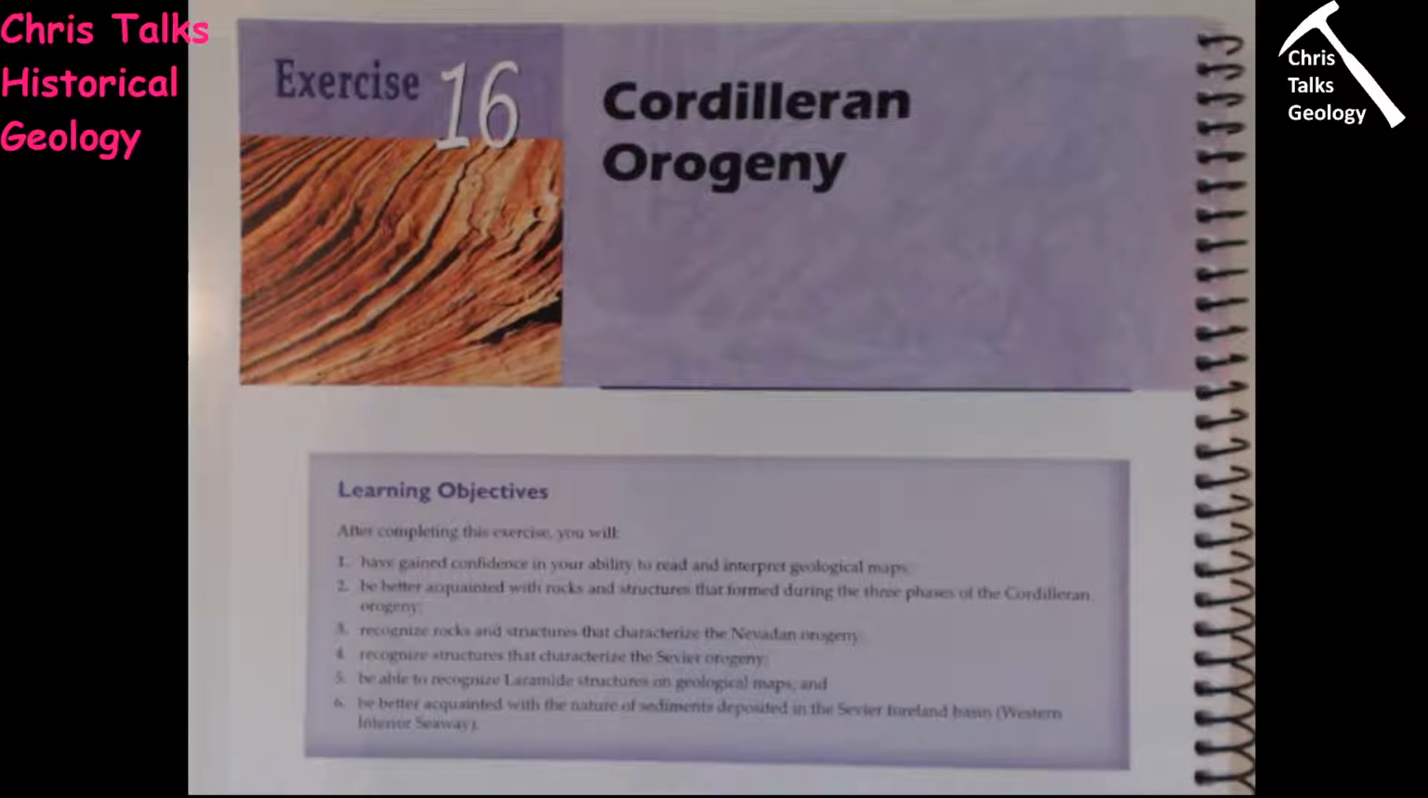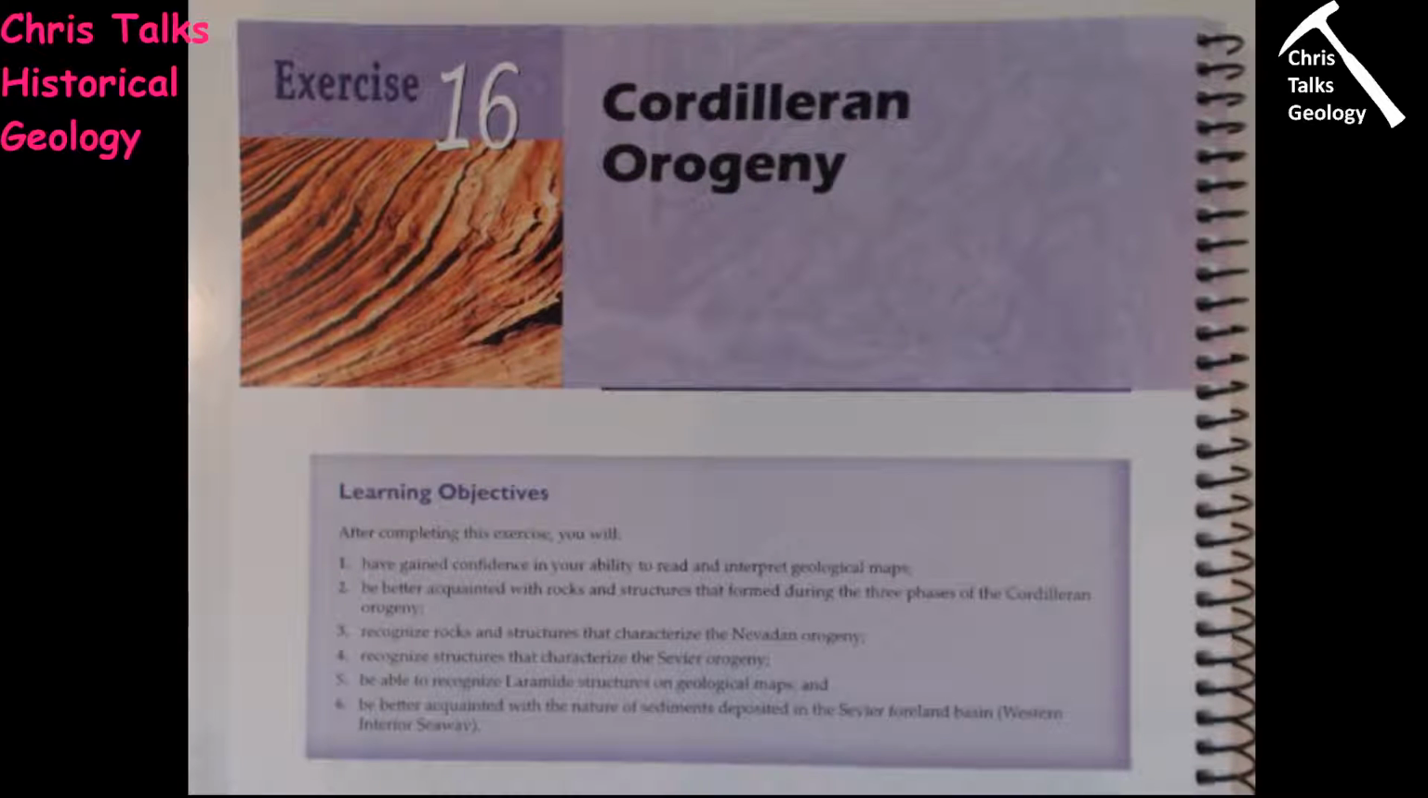So we're going to want to start by turning to page 240, on which we're going to find exercise 16, shock horror. So exercise 16 focuses on the Cordilleran orogeny. If you remember, the Cordilleran orogeny is three separate orogenies: the Nevadian, the Sevier and the Laramide orogeny, and those three orogenies combine to give us the Rockies.